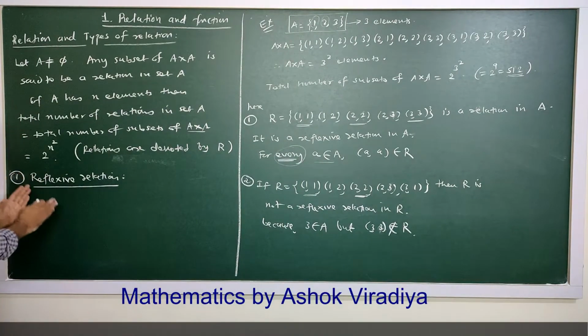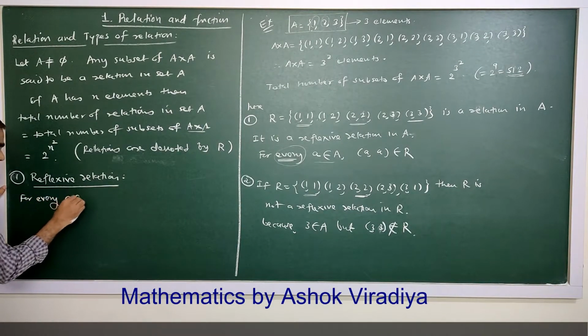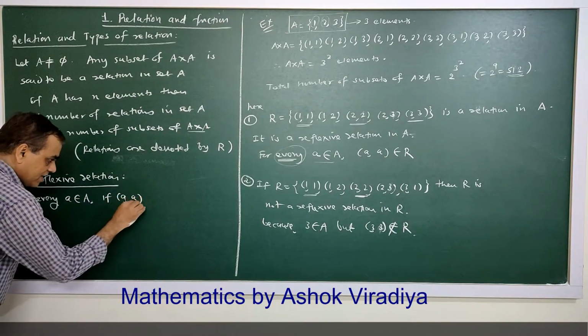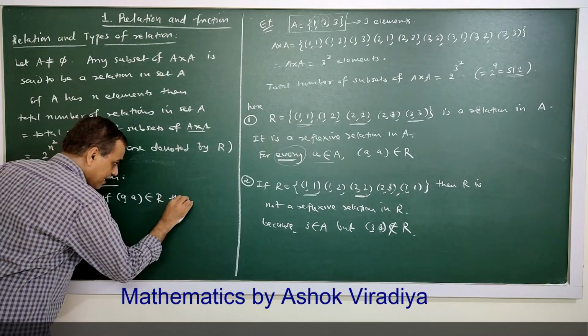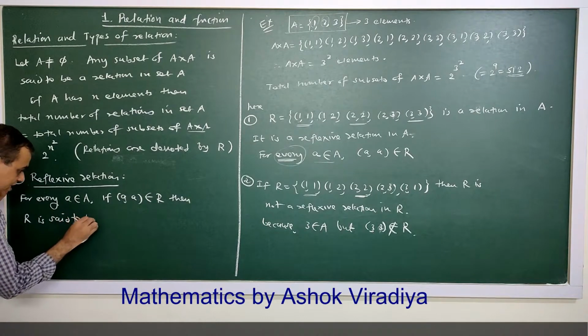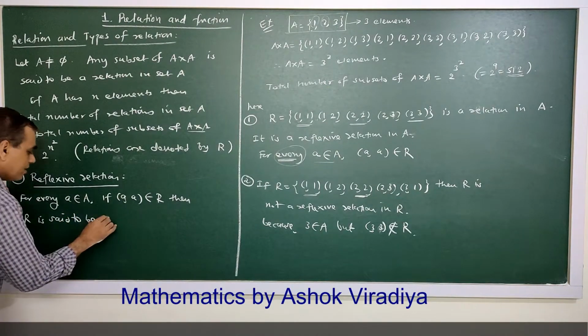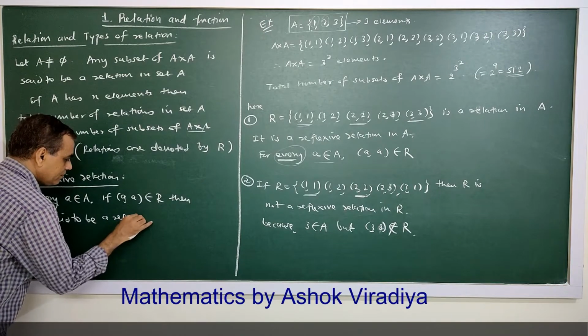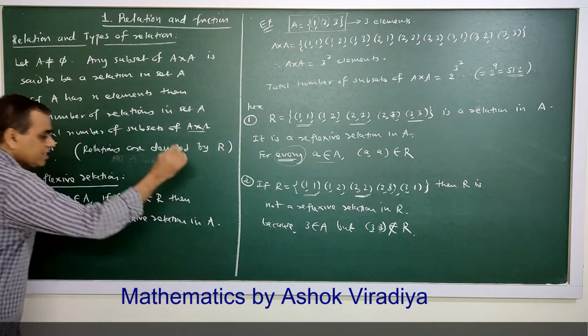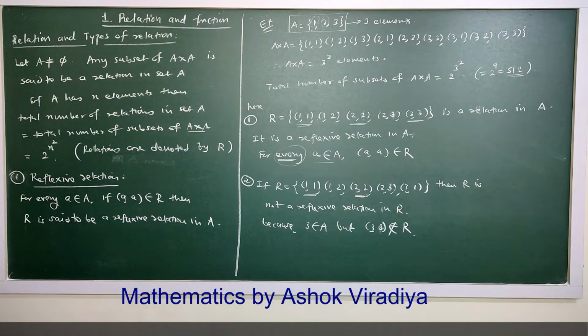So here I am putting now words that for every a belonging to A, if (a,a) belongs to R, then R is said to be a reflexive relation in given set A. So this is the meaning of reflexive relation.